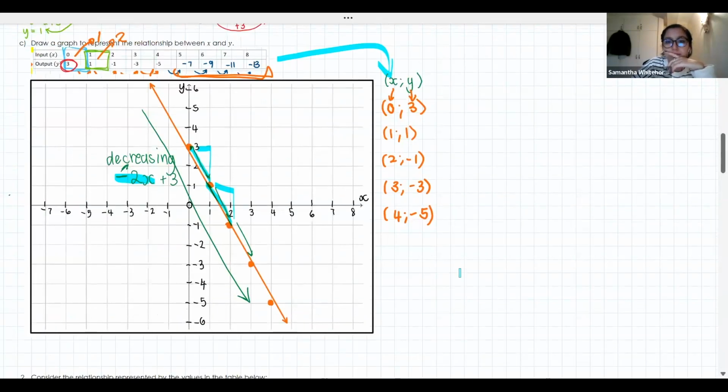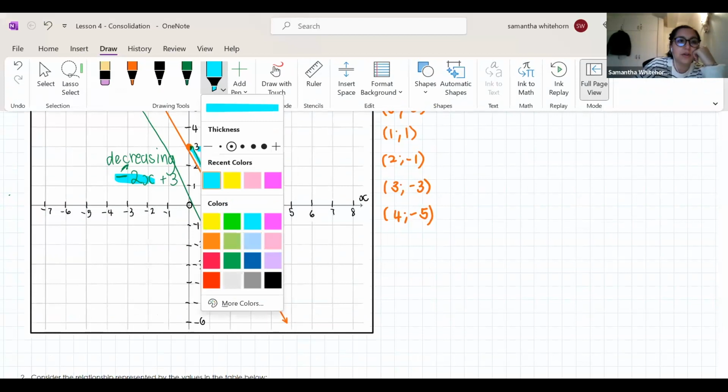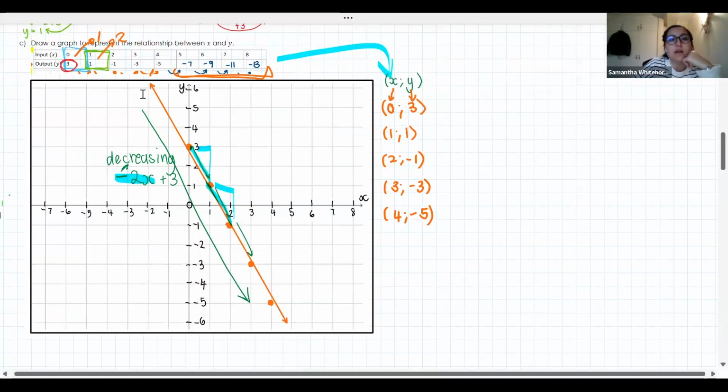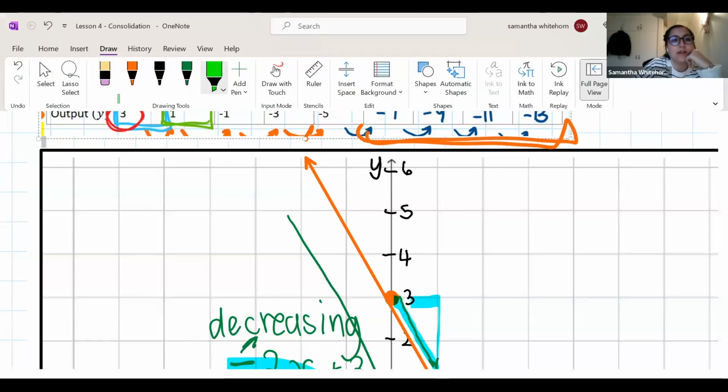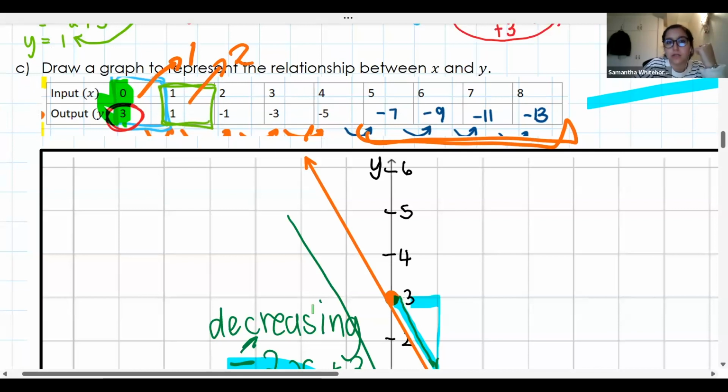Right, last question, Reese. How do we get the coordinates of 0,3, ma'am? The 0,3 is from our very first input and output in the table. I'm just gonna make this bigger. Here in this table, we've got the output of 3 and the input of 0. So that's my first coordinate. Okay, thank you, ma'am.